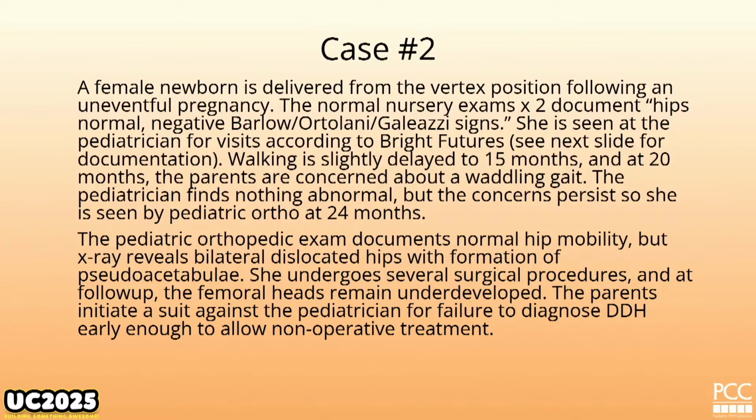Walking was slightly delayed to 15 months, and by 20 months, the parents were concerned that the child had an abnormal waddling gait. The pediatrician on exam found nothing abnormal, but the concerns persisted, so she was seen by a pediatric orthopedist at 24 months of age. The pediatric orthopedic exam documented normal hip exam and normal hip mobility, but x-rays revealed bilaterally dislocated hips with formation of pseudoacetabulae.